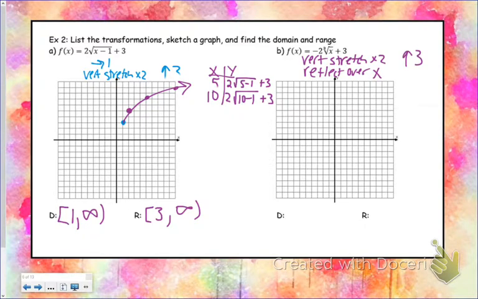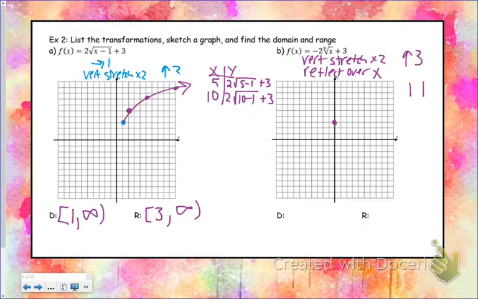This is a cube root graph, so my typical function is going to look like this, but again, it's going to be reflected and stretched. So I'm going to plot my starting point, which is up 3. From here, let's look at our transformations. I'm going to actually transform the points that are on my parent function. I already did 0, 0. Normally this graph goes through 1, 1. But our transformations here are vertical stretch by 2, reflect over the x, and up 3.